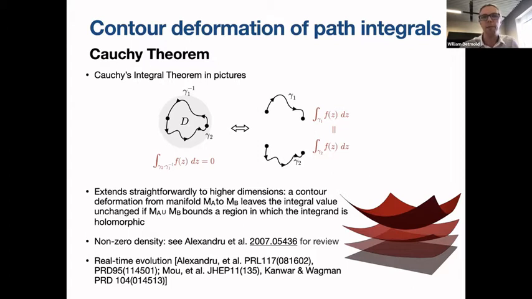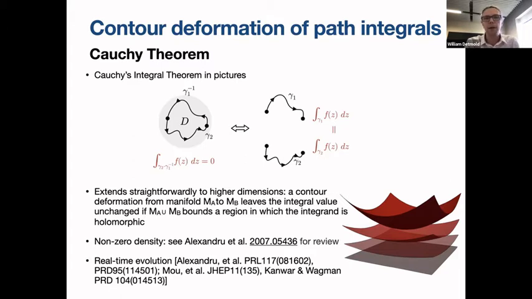And that means the value of the function integrated over each of those contours is equal, right? This is just a schematic picture of that theorem. So mostly we learn about this in 1 dimension, but it actually extends straightforwardly to higher dimensions. So a contour deformation going from manifold MA to manifold MB leaves the integral value unchanged if the combination of those 2 contours bounds a region in which the integrand is holomorphic.